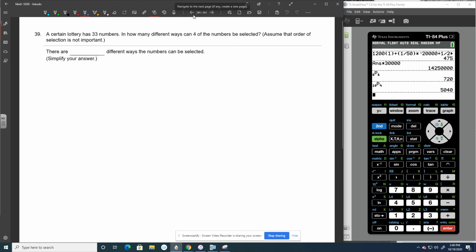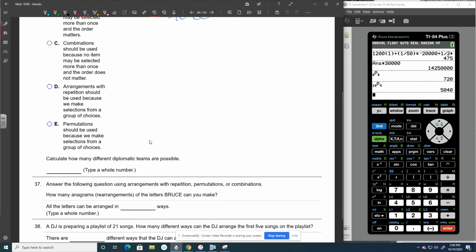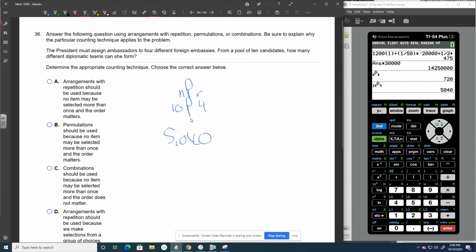Assuming the president is she, right? I just noticed that. Okay. That's why I'm like, wait, why am I reading it this way? So we got our numbers.